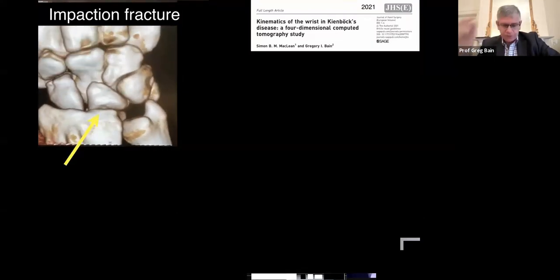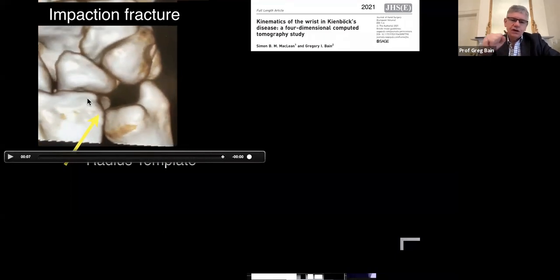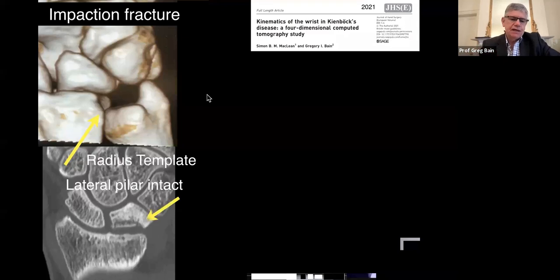Now, I just want to finish up with our recent work, and I'd like to acknowledge Simon McLean for some of this. We can see here we've got this impaction of the radius punching into the lunate. And then we've got this, we call it a radius template, as it pushes into here. It's interesting that we can see how it's collapsed down the radial side of the lunate, but we've got this ulnar aspect, or this ulnar pillar here, that remains intact. And this is similar to what we know in the hip with Perthes disease and also the capitellum. So this pillar is probably important with Kienböck disease as well.